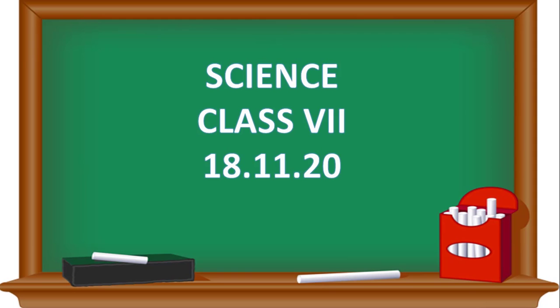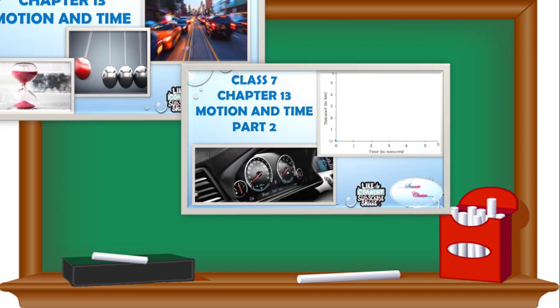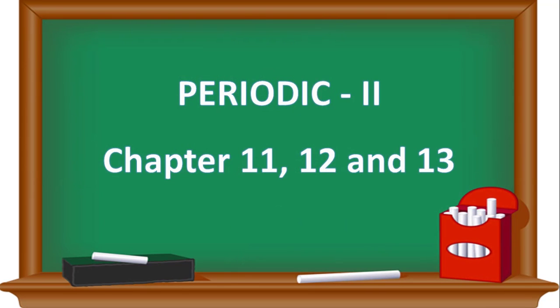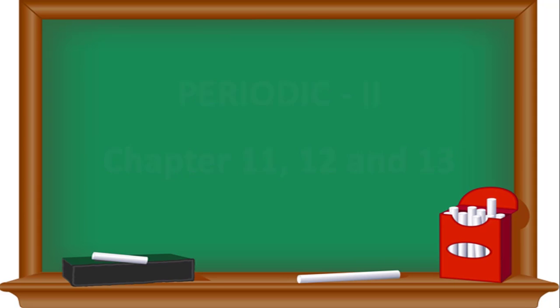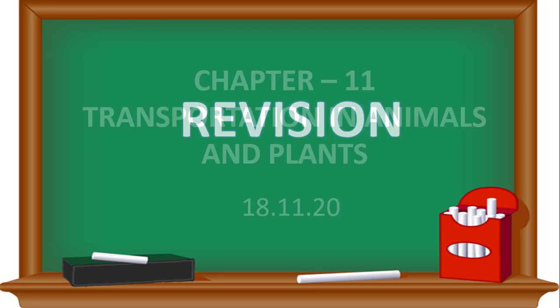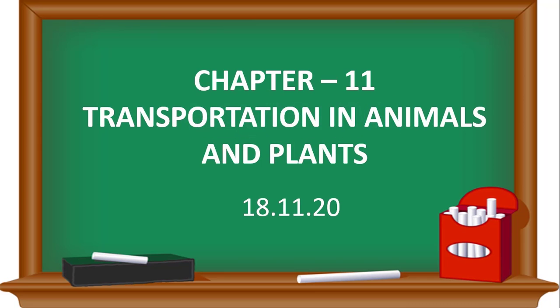In our last class, we completed chapter number 13, Motion and Time, which means that your syllabus for periodic test second has been completed. Since your exams are going to start soon, from today onwards, we will start our revision. Today, we are going to revise chapter number 11, Transportation in Plants and Animals.